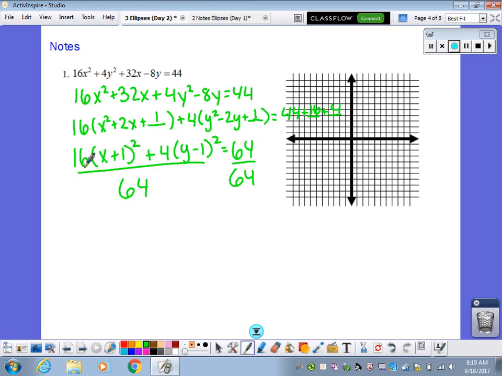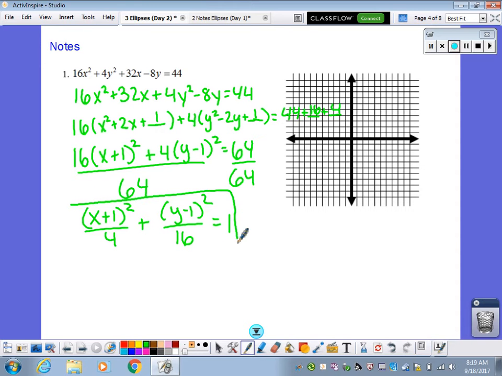64 divided by 16 is 4. So we're left with x plus 1 squared over 4. 64 divided by 4 is 16, so we're left with y minus 1 squared over 16 is equal to 1. And now our equation is in standard form.